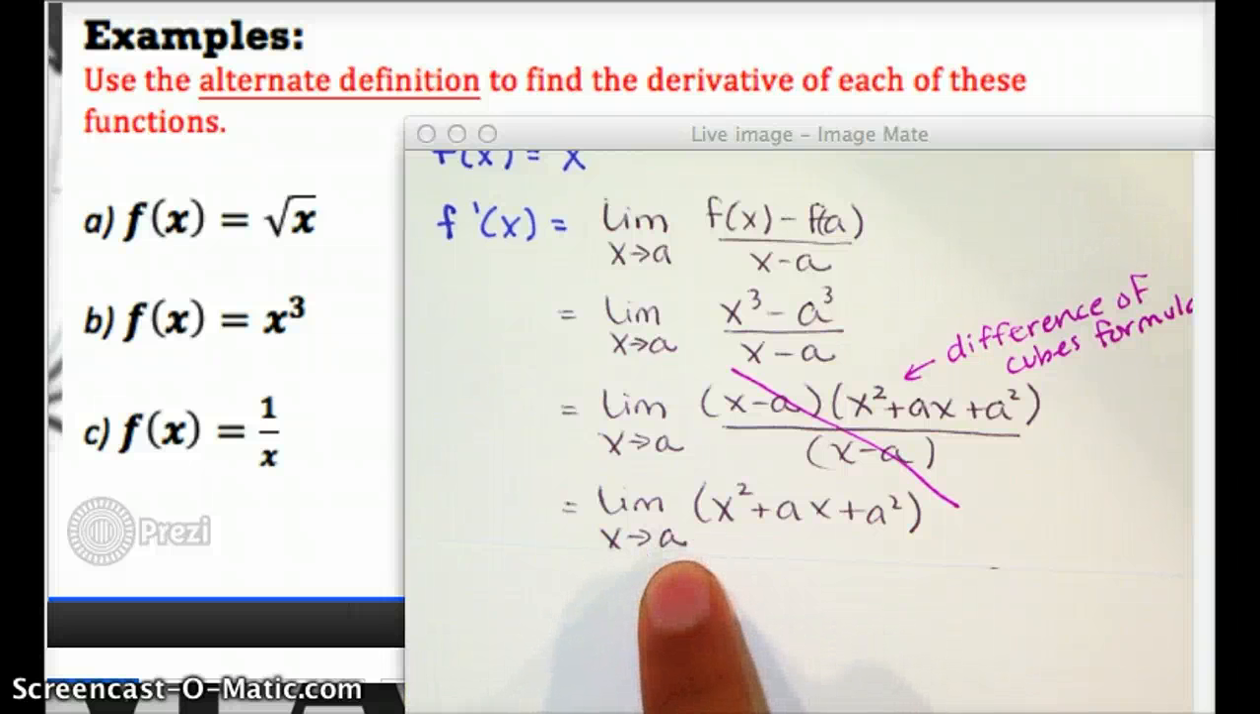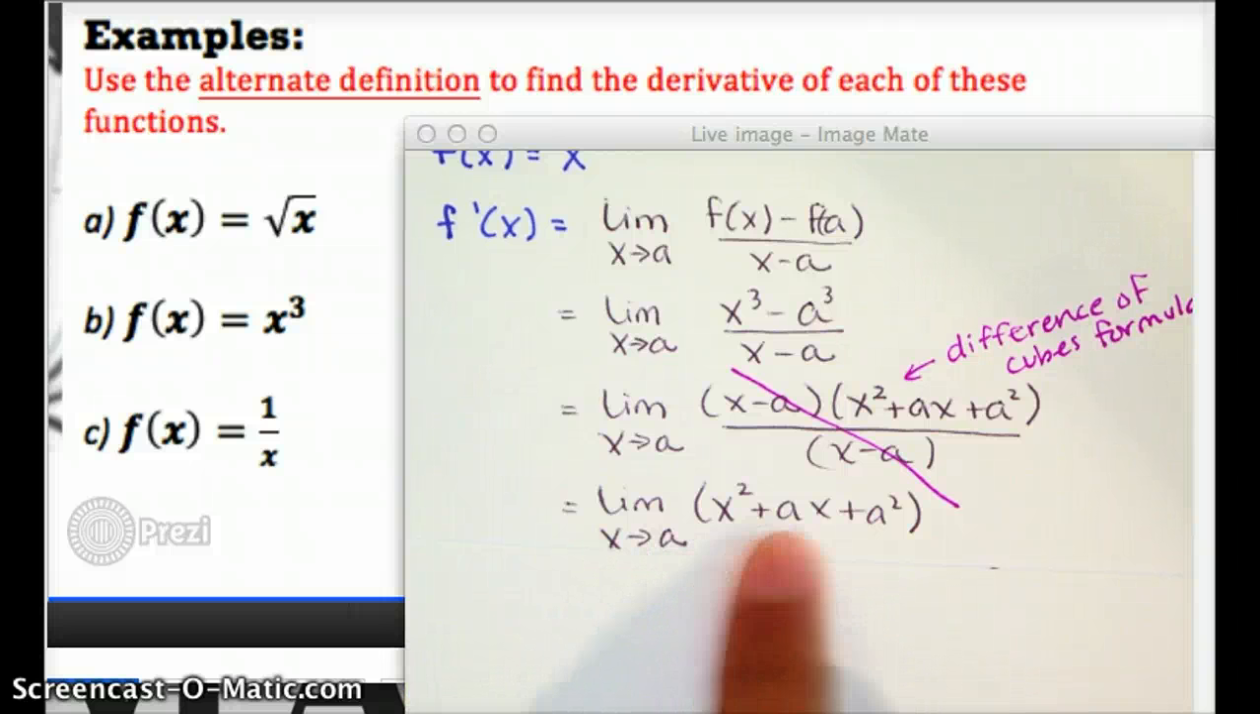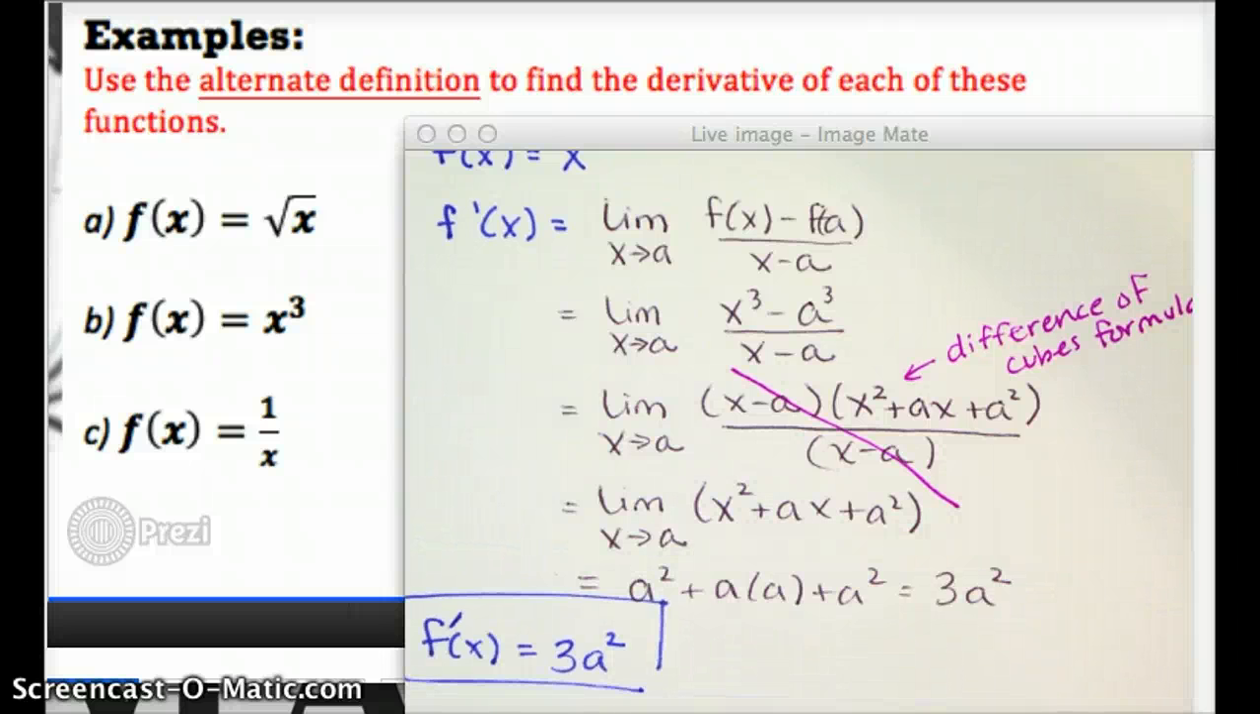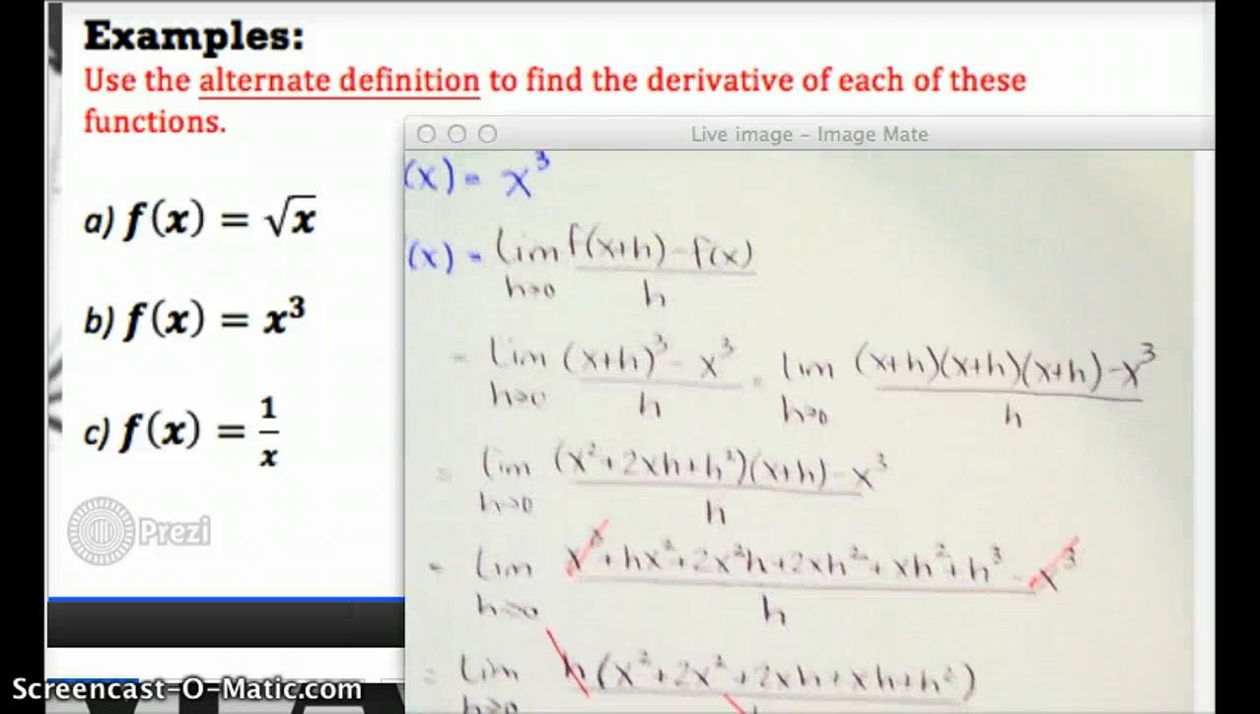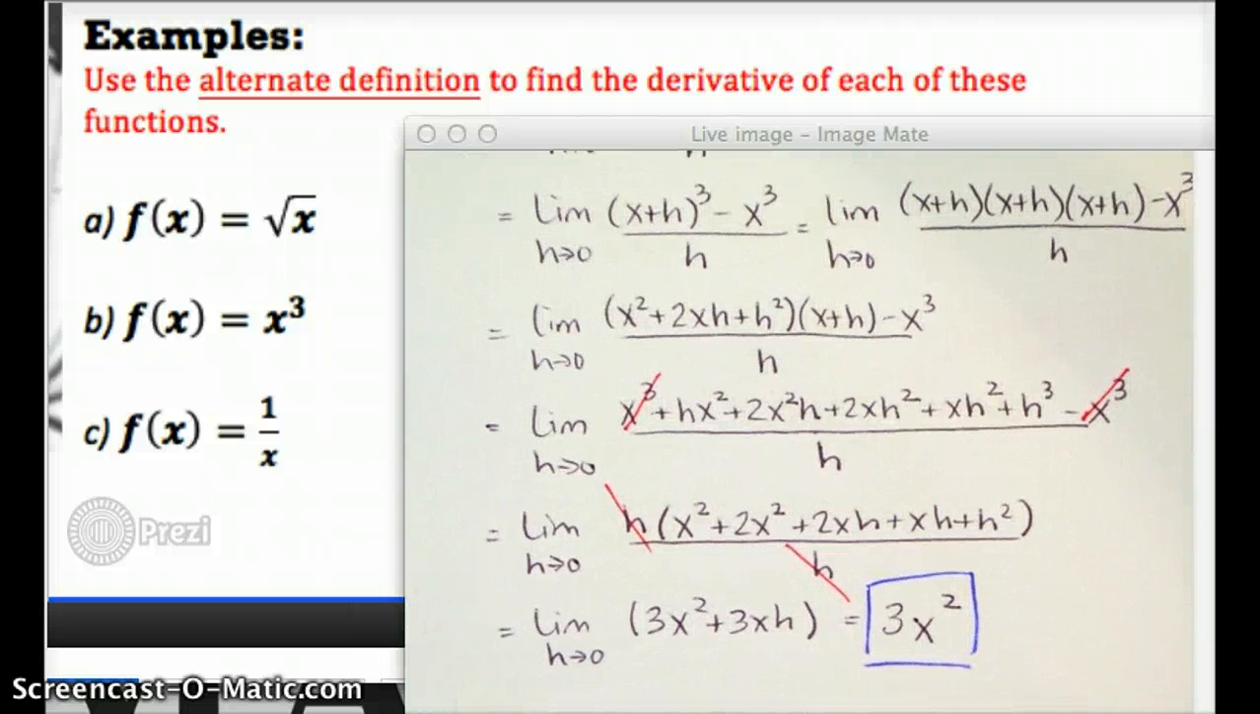Think of it as a number if you're struggling with this, because there's no discontinuity, there's no problem, there's no zero on the bottom. So I just plug in a, and it becomes a squared, and a times a, and a squared, which is really just 3a squared. And again, if we reference our notes from before, that's the same answer we got with the other formula, only the work looked pretty different.